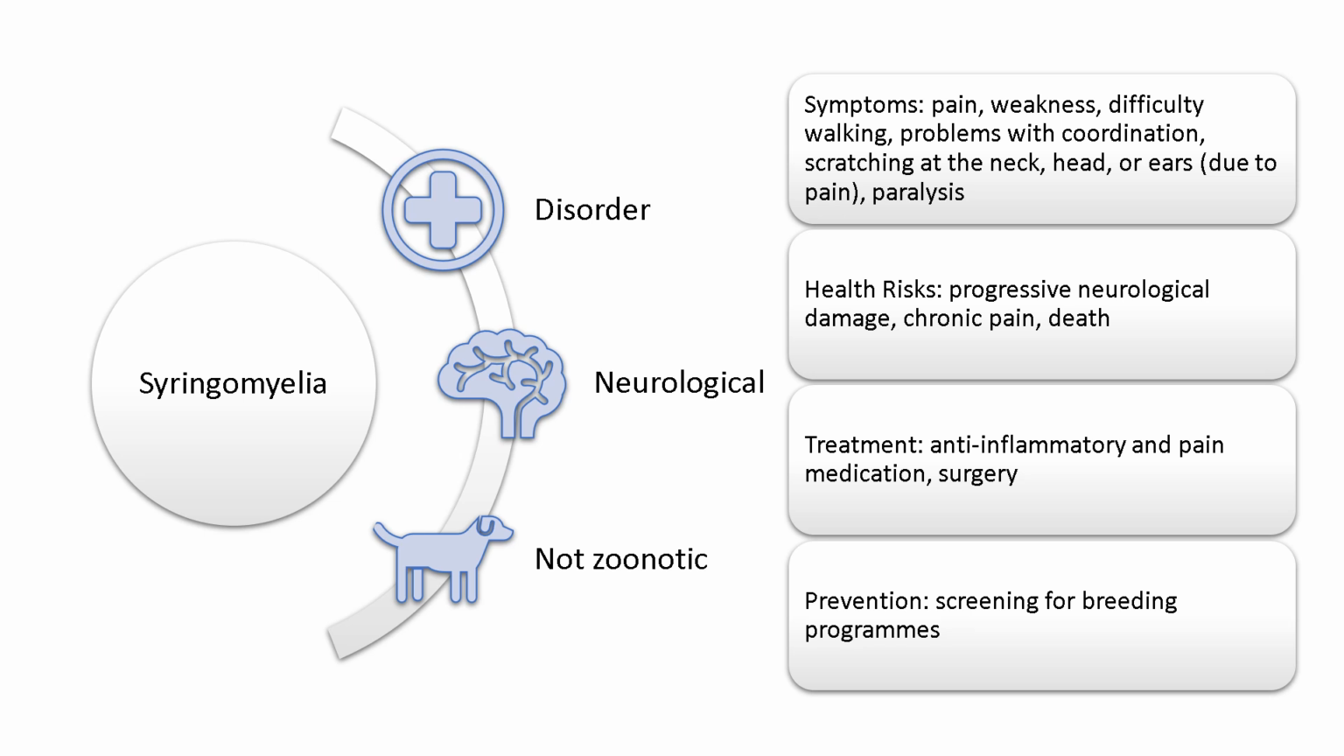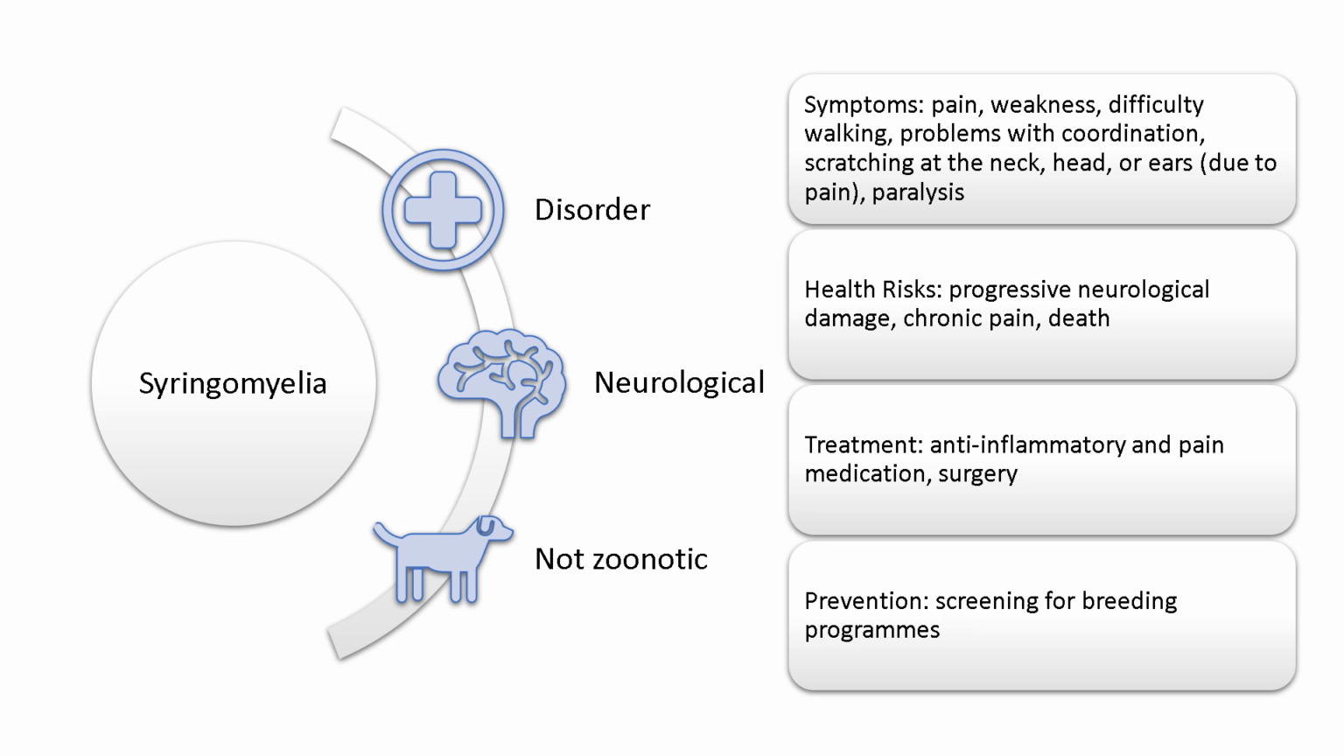Syringomyelia is often genetic and typically occurs secondary to Chiari-like malformation, which causes a disruption of normal cerebrospinal fluid flow, leading to the formation of syrinxes. It is most commonly seen in Cavalier King Charles Spaniels, though other breeds can be affected as well.